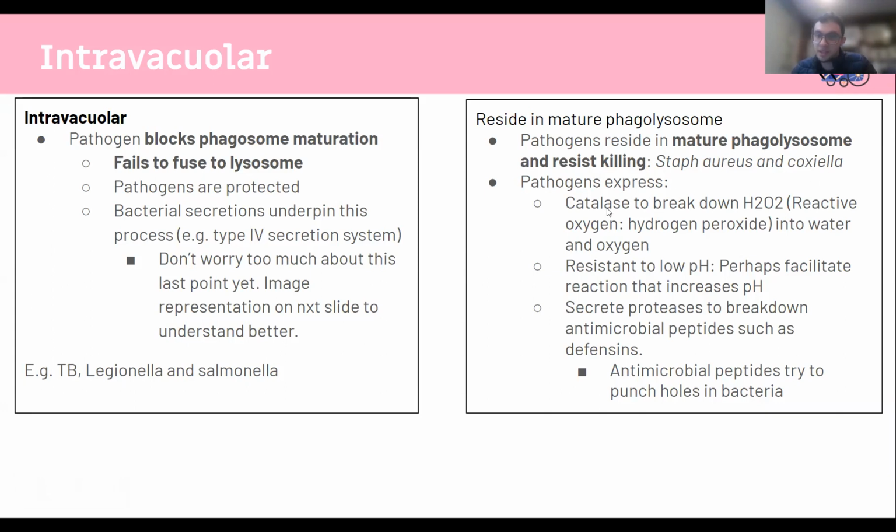These pathogens catalyze the breakdown of H2O2, which is a reactive oxygen species, into water and oxygen. They're resistant to low pH and sometimes facilitate reactions that increase the pH, and they release proteases that break down antimicrobial peptides such as defensins, which try to punch holes in the bacteria or have antimicrobial effects in a variety of ways. So these are very hardy and not very high yield, but you should know that some can exist in phagolysosomes, and some just exist in a phagosome.